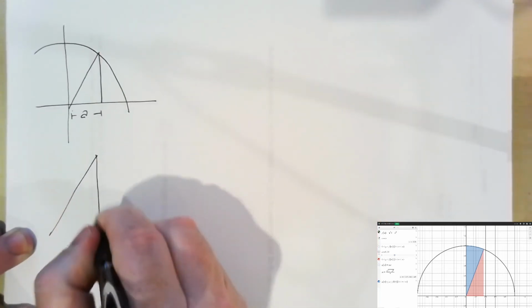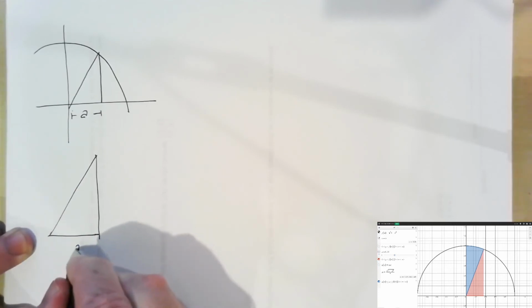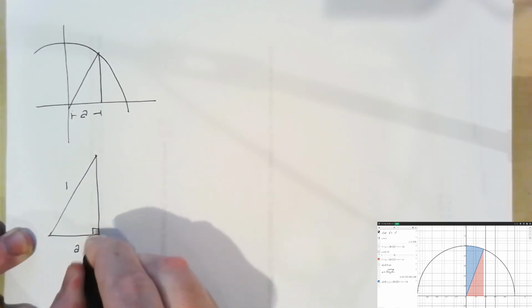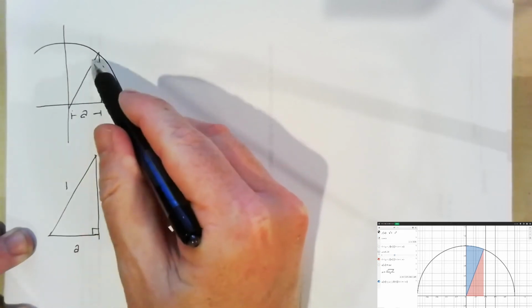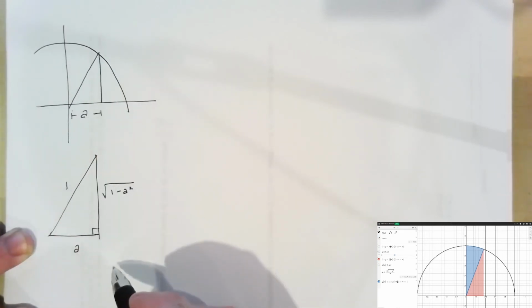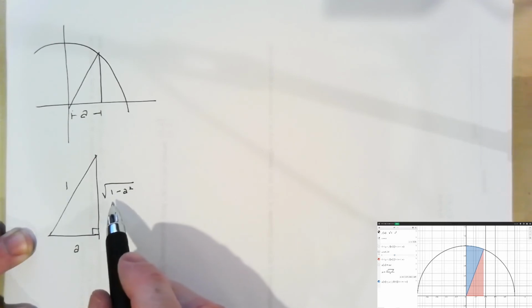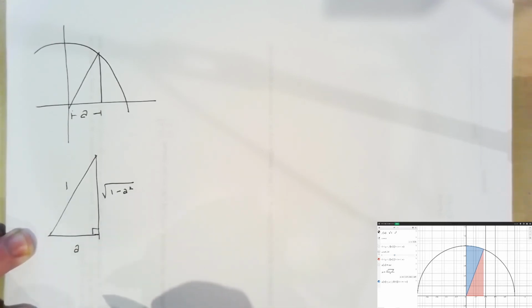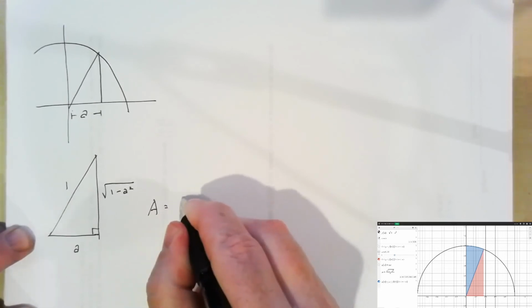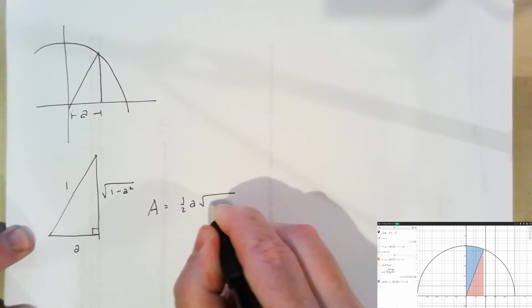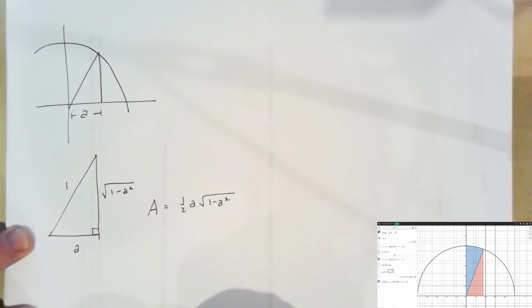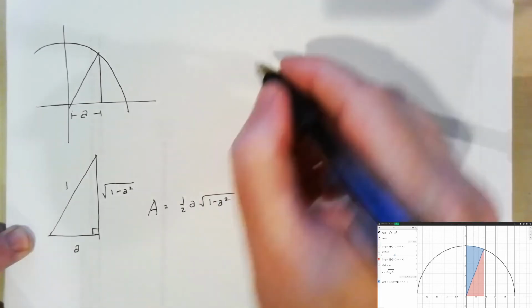Here's our triangle piece, drawn a little bit bigger. The bottom is A. The hypotenuse is 1, because it's the radius of our unit circle. This other side has to have height square root of 1 minus a squared due to the Pythagorean theorem. So the area of the triangle part is 1/2 a times the square root of 1 minus a squared. What about the sector part?